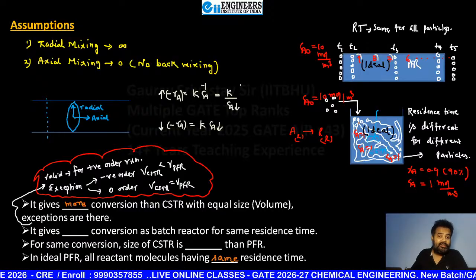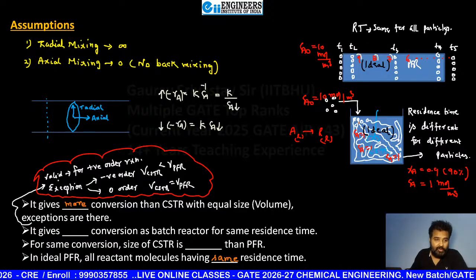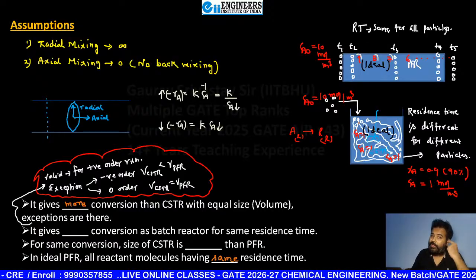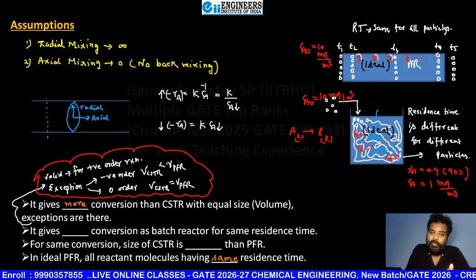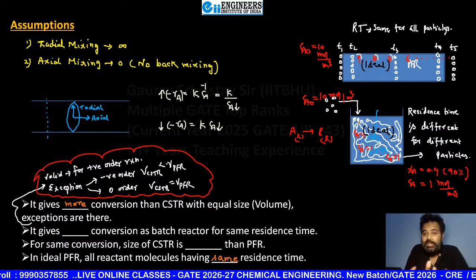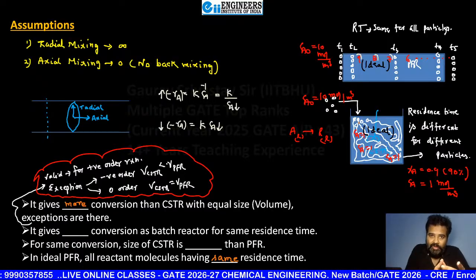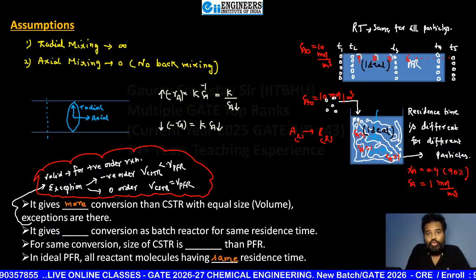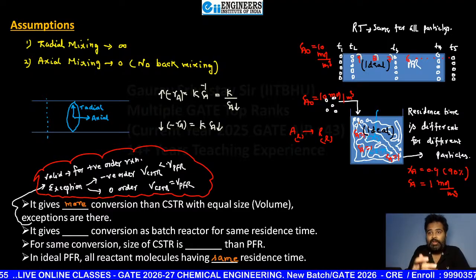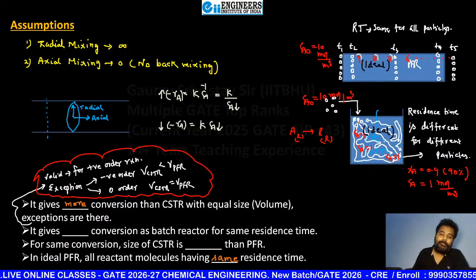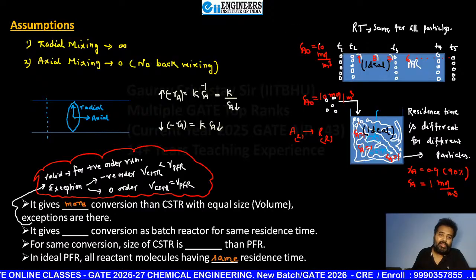Are you able to understand? That's why this is valid for positive order, with the exception of negative order. Then you will get the advantage for the CSTR, because in the CSTR the concentration is low everywhere, and that low concentration is going to favor the rate expression. So low concentration is possible in the CSTR for the same initial concentration.